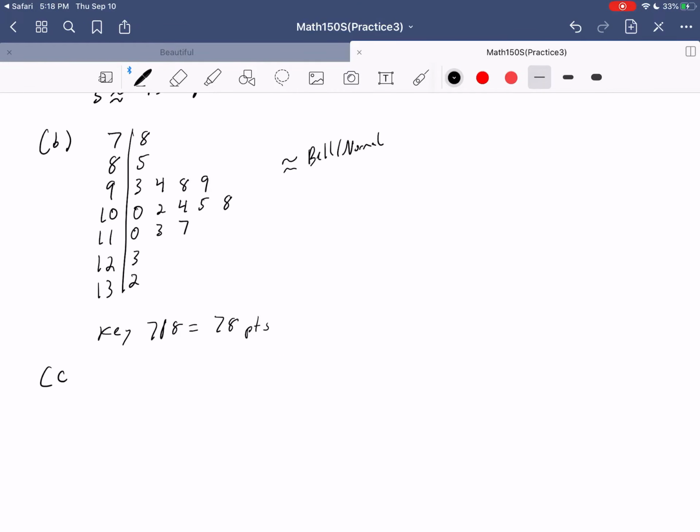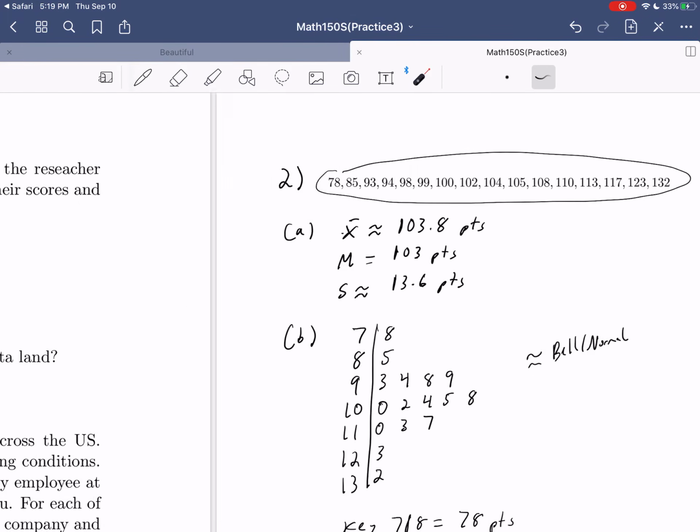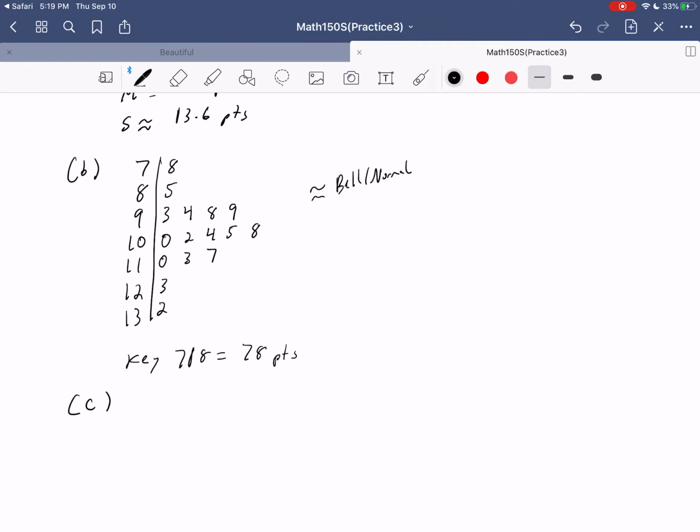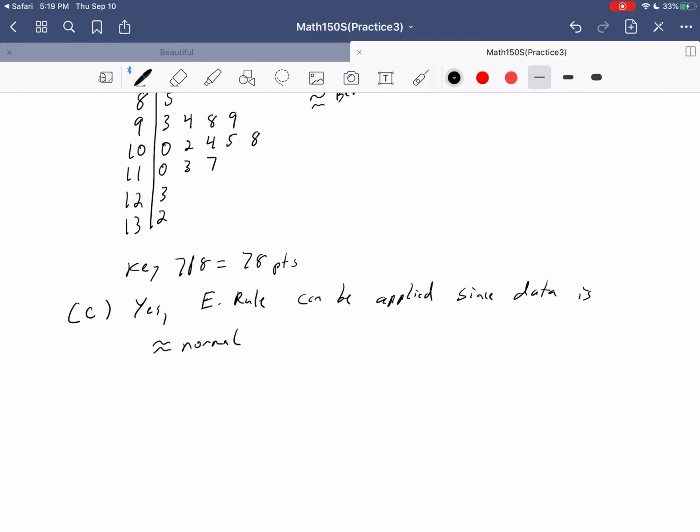All right, let's see what else we need to do. For part C, we'd like to know, is it appropriate to apply the empirical rule? Well, we can make that decision now that we know the shape. We can say yes. Empirical rule can be applied since data is approximately normal. Right? If the distribution had shown a right skew, left skew, or uniform distribution, we wouldn't be able to apply the empirical rule, but we should be able to in this situation because we have normally distributed data.